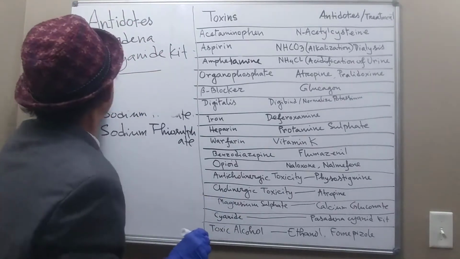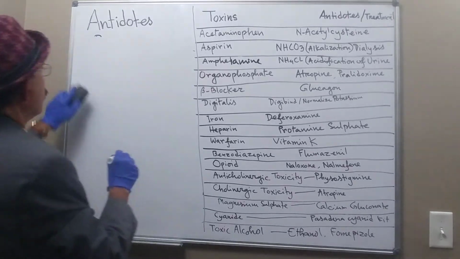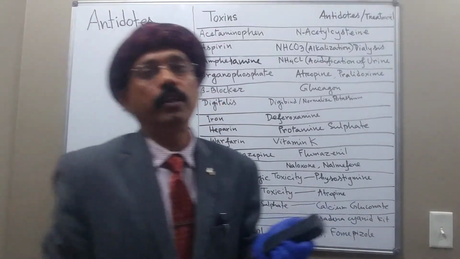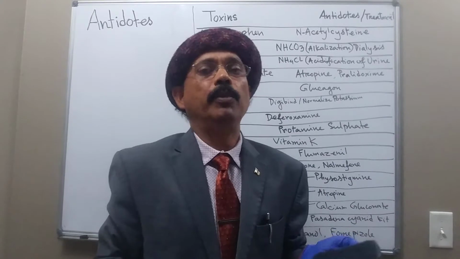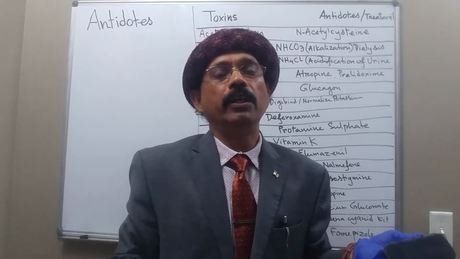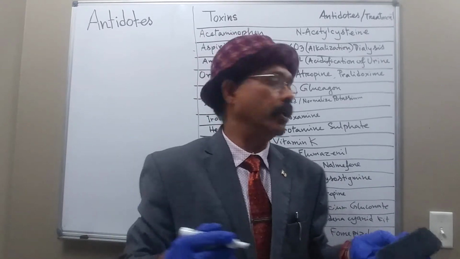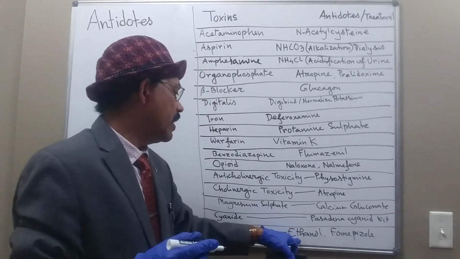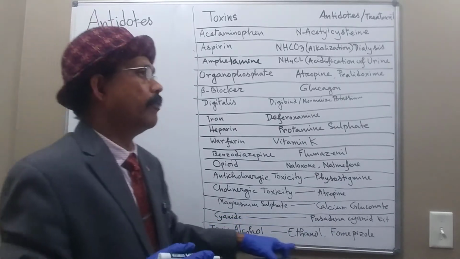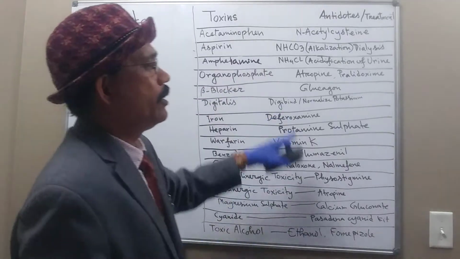Toxic alcohol, how do we manage toxic alcohol? Toxic alcohol may be antifreeze, or it may be wood alcohol. Sometimes people accidentally take those alcohols, or people may not get access to regular alcohol. They may take some toxic alcohol, maybe accidentally, maybe intentionally. It should be managed by ethanol or by fomepizole. So these are the common toxins and their antidotes.